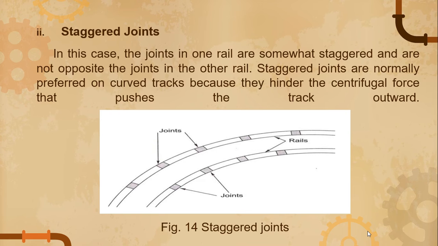So kung mapapansin natin yung figure, for example lang, staggered joints, mapapansin natin it is usually used in curved rail lines. Just like from the figure, it is because hinder niya yung centrifugal force or yung force that is caused when a body is rotating or when there is a motion of rotation. So those are the two different types of rail joints or classifications based on the position of the joint.